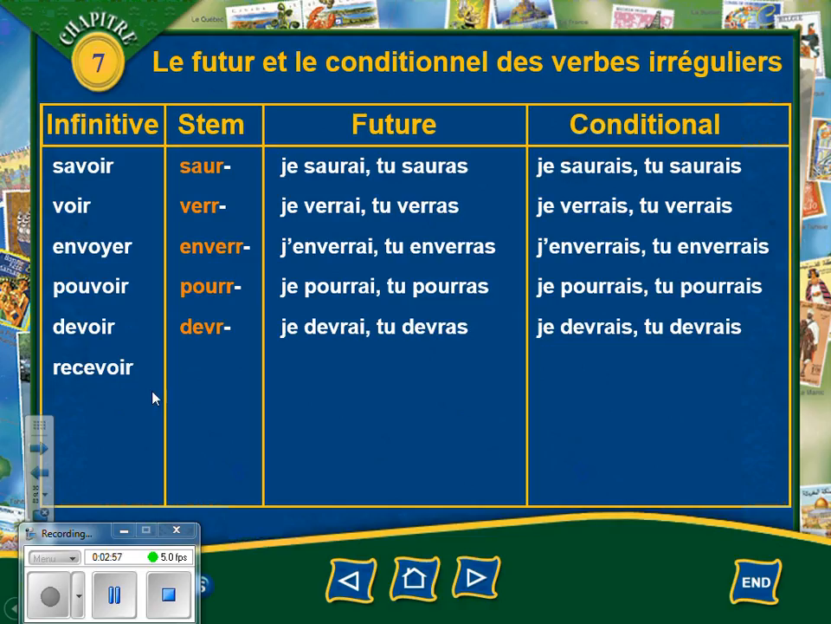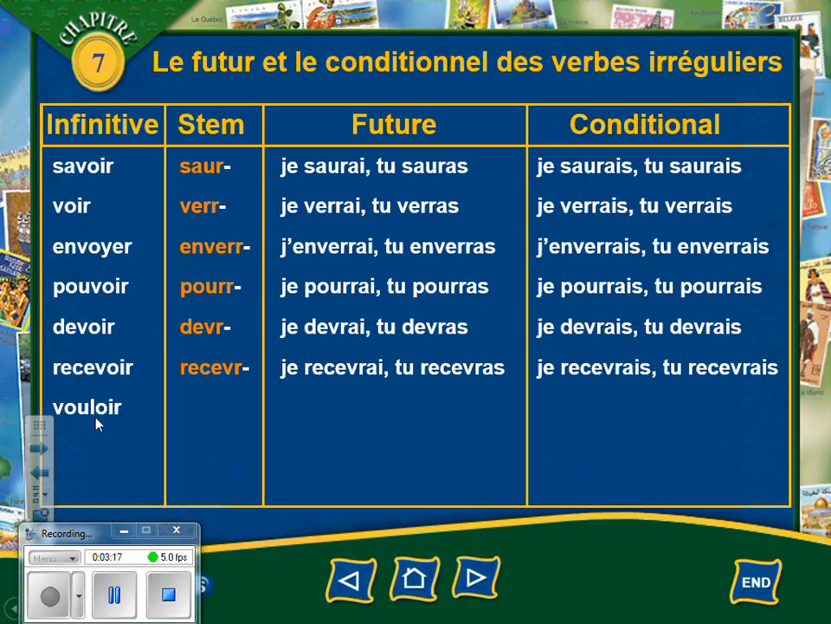Recevoir, the verb to receive. R-E-C-E-V-R, recevr. In the future, je recevrai, tu recevras. In the conditional, je recevrais, tu recevrais. You're probably noticing that these je forms all sound the same. Vouloir, the verb to want. Voudr. You learned this in 7th grade, how to say je voudrais, right? The conditional. You just didn't realize it.